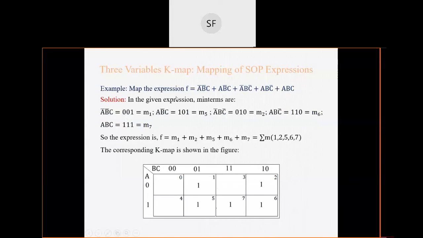Then here comes mapping of expression. Suppose function f equals a bar b bar c. This function you have to map. Now from this expression you got two pieces of information. First, it is a 3 variable function, right? You can observe here a, b, c. Then second, which information are we getting? It is in sum of product form.